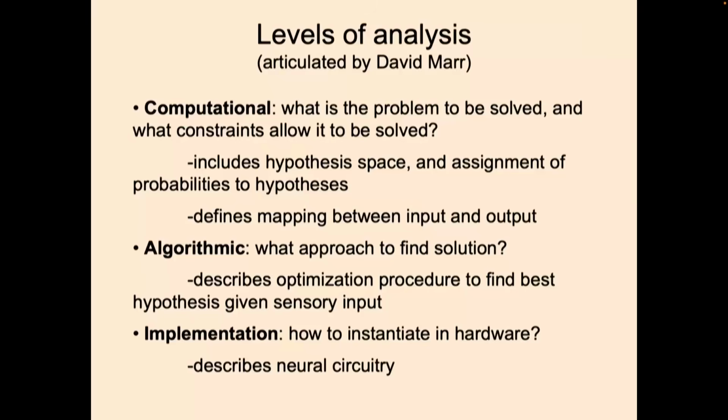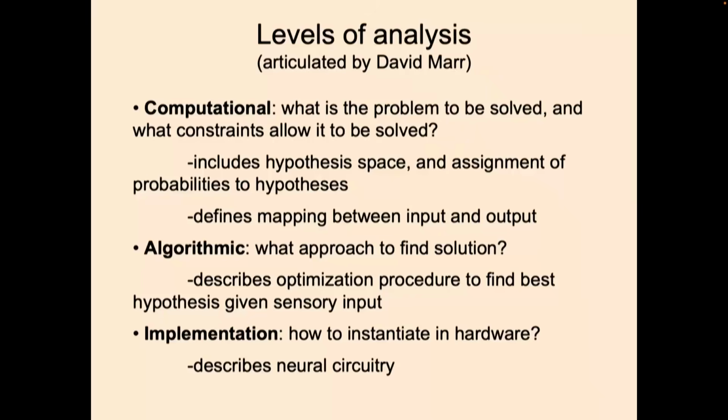All right, then there's also the algorithmic level, which involves identifying the approach to finding the solution. One way to think about this, if we're thinking about probabilistic inference, is in describing an optimization procedure to find the best hypothesis or the most probable hypothesis given the sensory input. As I said, that often involves very hard search problems because there's a huge hypothesis space. It's not obvious which one is the best. And then there's the level of the implementation, which is how you would instantiate a solution to a problem in hardware. In the context of neuroscience, this would involve a description of neural circuitry.